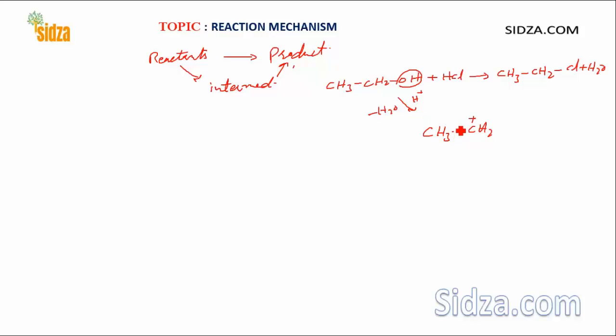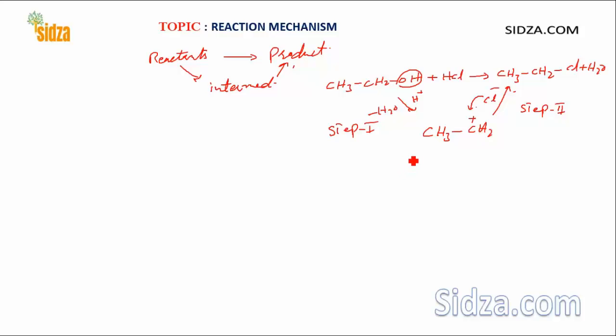So first the carbocation is formed, and then in the second step, the chloride ion, Cl negative, attacks the positively charged carbocation and forms ethyl chloride. So this particular reaction occurs in two steps, right? This is step number 1 and this is step number 2. Writing down a reaction in a number of steps is called the reaction mechanism, right?